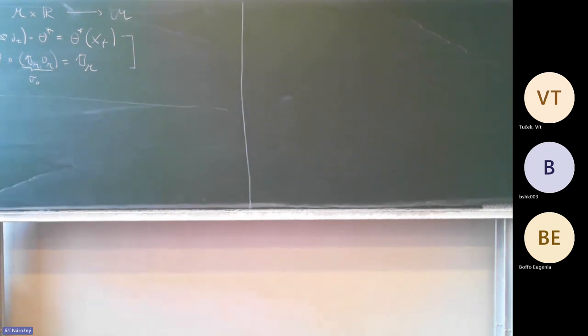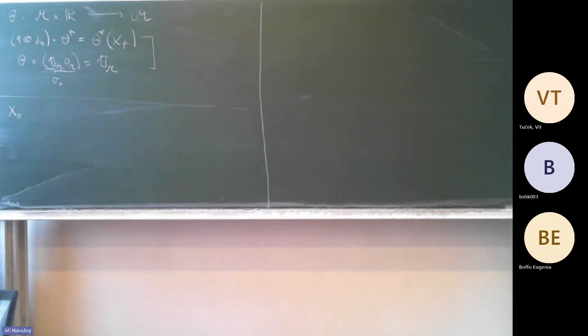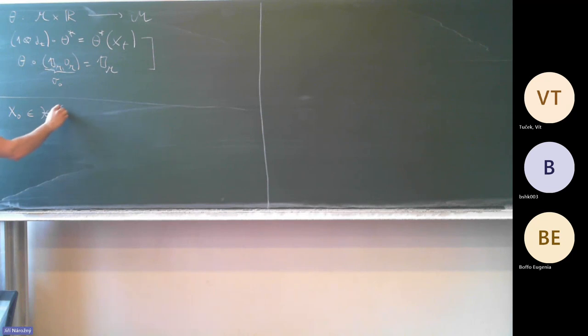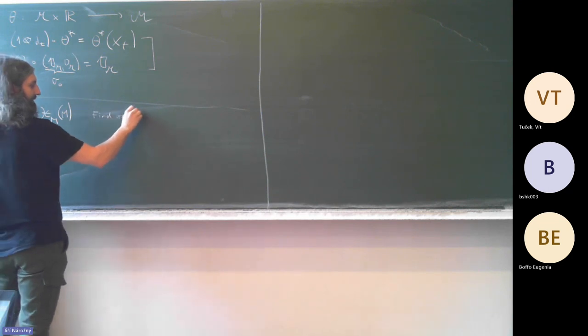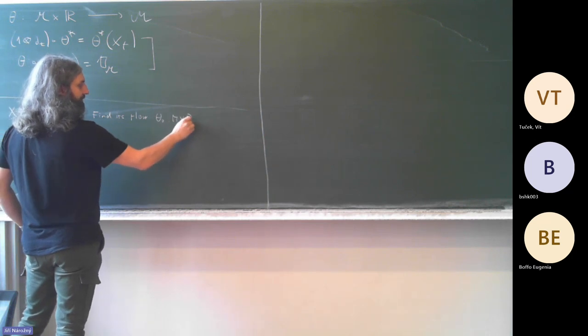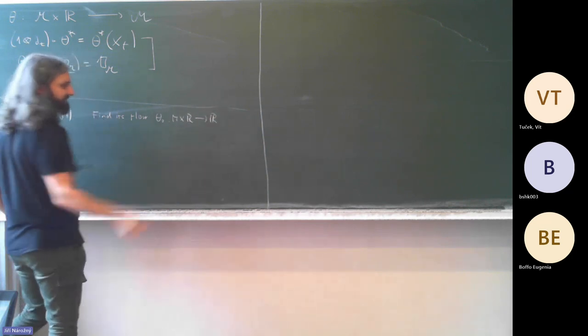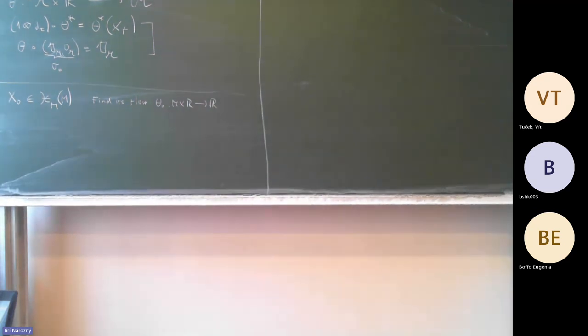The first step was to actually look at the underlying vector field of X. So for every vector field of degree zero, there is an ordinary vector field on the underlying manifold, and find its flow, theta zero, which is the ordinary flow of an ordinary vector field, so it's normal that it exists, it's unique, etc. M is compact, so it's globally defined.